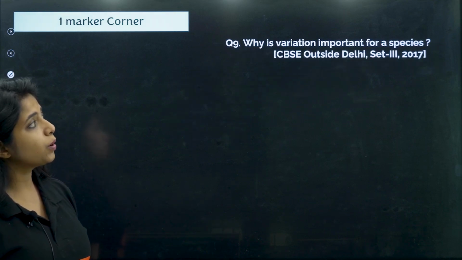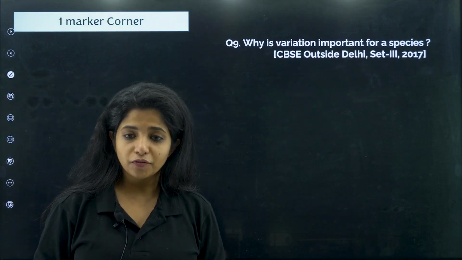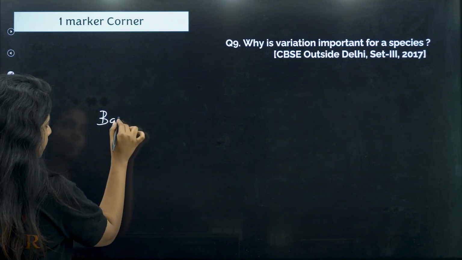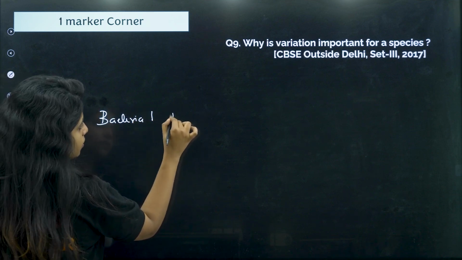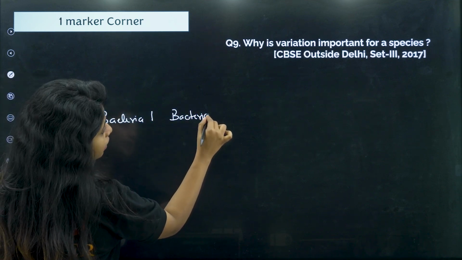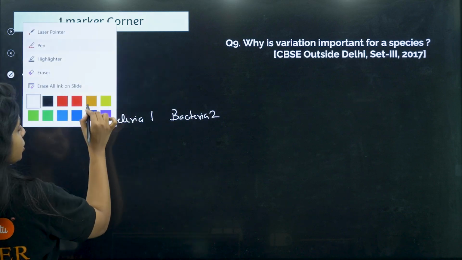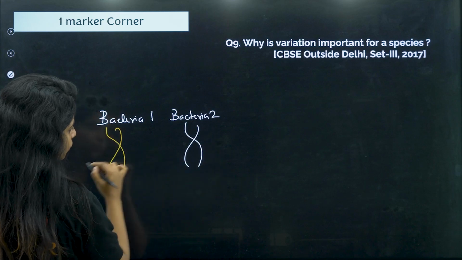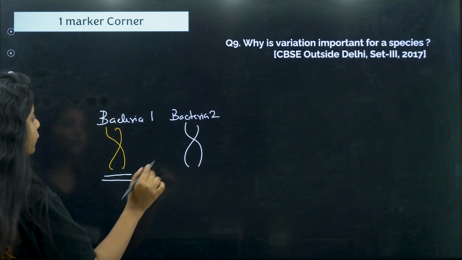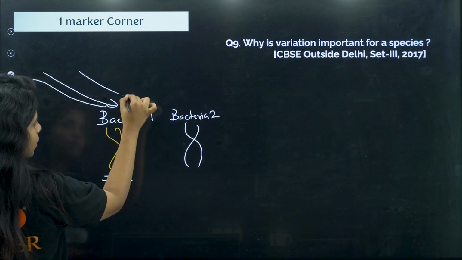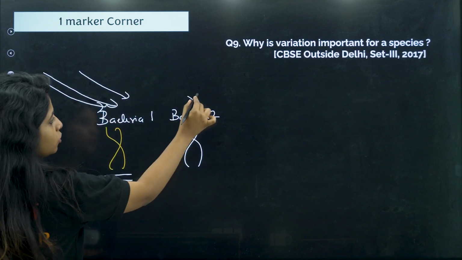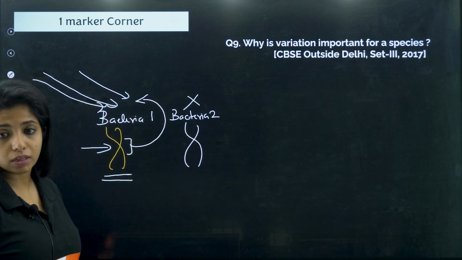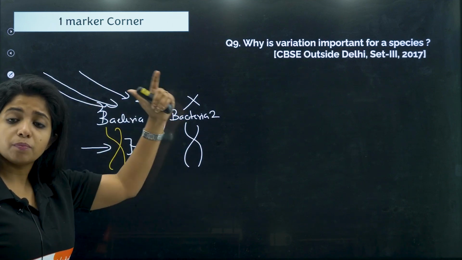Next, why is variation important for a species? Why do you think variation is important? Suppose there is one bacteria 1, and there is another bacteria 2. This one has some variation in its DNA, and this one does not have that particular variation. All of a sudden, there is a heat storm. The bacteria without the variation won't be able to survive, whereas the one with the variation would survive during this, and that is good, right? So why is variation important for a species?